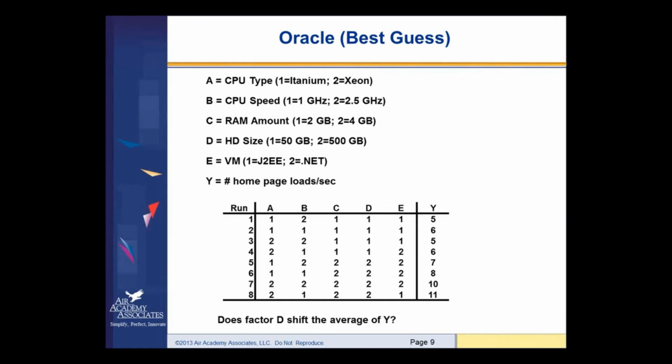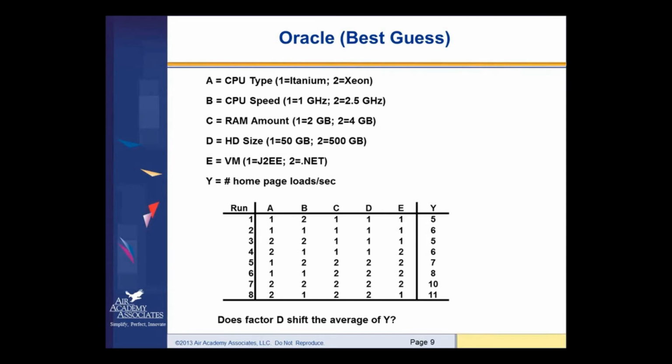Each of the viewers should be able to answer this. Does factor D, take a look at the column labeled D. D happens to be hard drive size. Does factor D shift the average of Y? And at first glance, your answer will probably be, well, maybe, because when D is set at the 1 setting, or at the low setting, 50 gigabytes, we're getting a smaller number of home page loads per second. And when D is set high at the 2 setting, we're getting larger ones, because the column labeled D is certainly correlated with the column labeled Y.